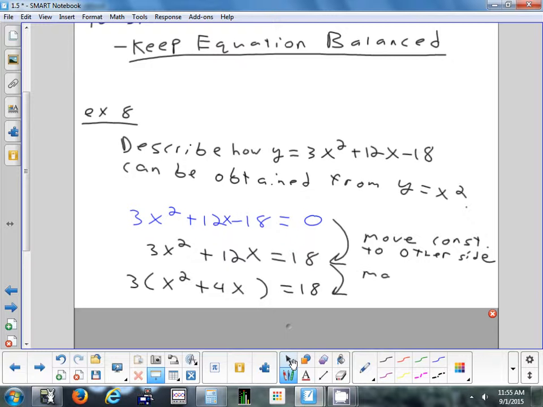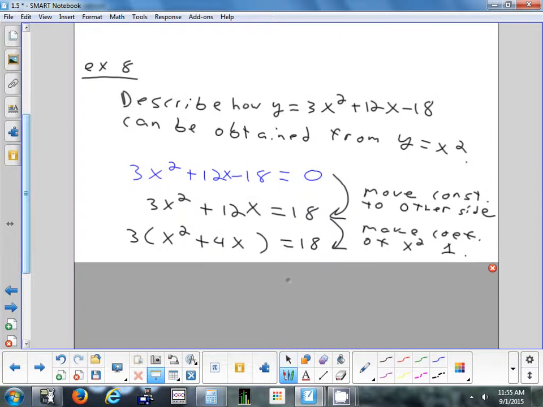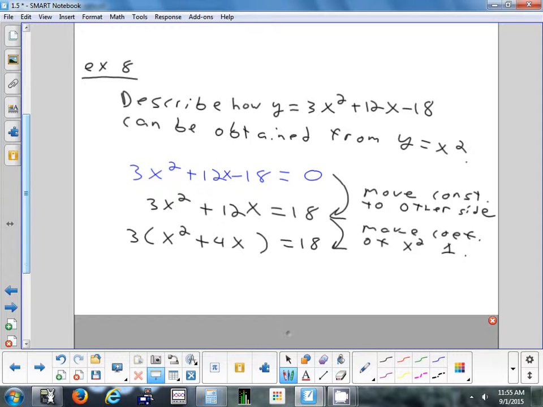So make the coefficient of x squared 1. If it's already a 1, you wouldn't have had to do that step. Okay, the next step. This is where we actually complete the square. So all I'm doing is leaving a little room because I'm going to write something in here.